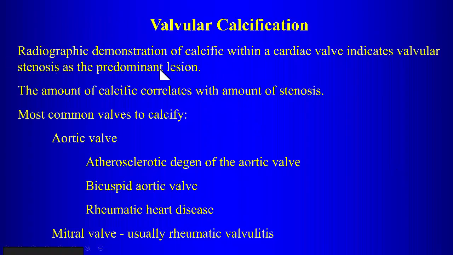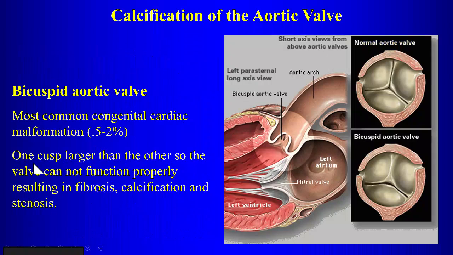So calcification within a valve on the plain film always indicates valvular stenosis. The amount of calcification correlates with the amount of stenosis. The most common valve to calcify is the aortic valve, most commonly from atherosclerotic degeneration of a tricuspid valve. The second most common cause is the bicuspid aortic valve. And then we might also see aortic valve stenosis from rheumatic heart disease, although in those patients, usually the mitral valve is also involved physiologically. For mitral valve calcification, pretty much the most common cause is rheumatic heart disease.